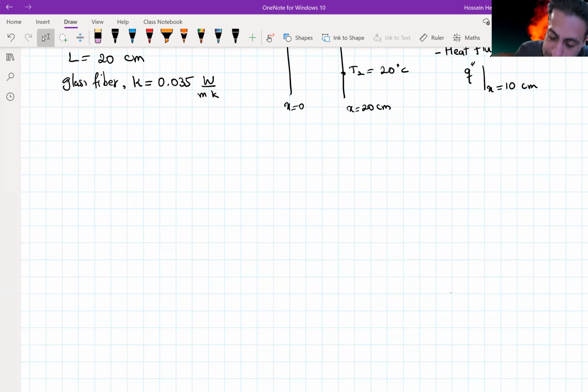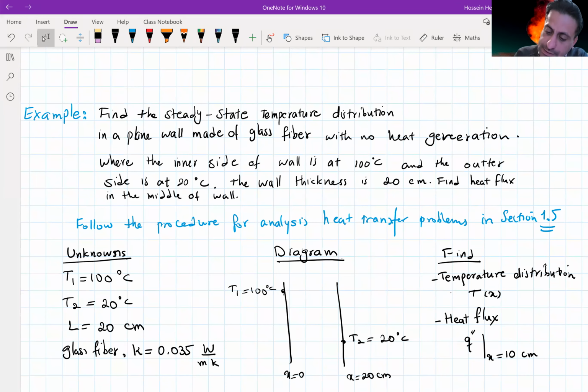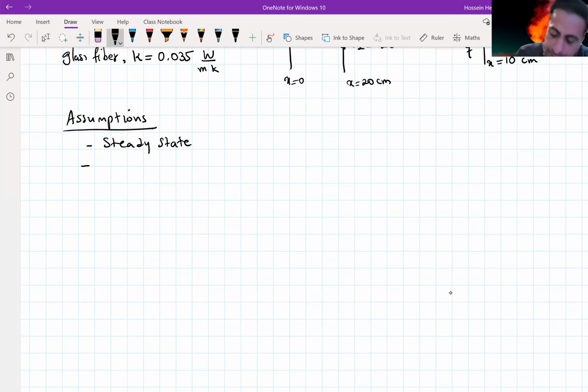And assumptions. Always list your assumptions as part of the step. We assume this is steady state. I guess it was given in the problem, but even if it's not given and there is no mention of time change, sometimes from the way the question has been narrated you may find out this is the case. And there is no heat generation. So these are the two assumptions.